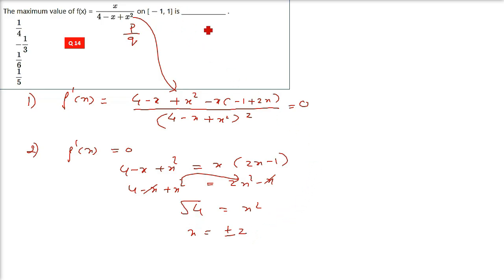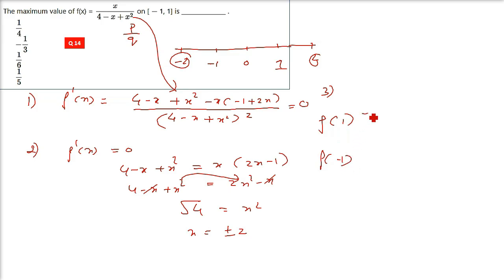But to our utter surprise, this interval is -1 and 1. So x can only be between, or this function is in between this -1 and 1. So can you have a value x which is 2 and -2? No, it's not here. So it has to be 2 and -2, which is not lying in -1 and 1. So we are only left with the option of -1 and 1. So we'll place this 1 and -1 in the original equation, and then we'll find out the values, and the maximum of these two values will be the maximum.